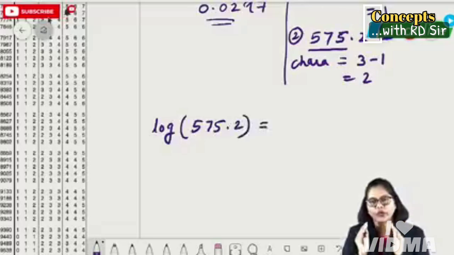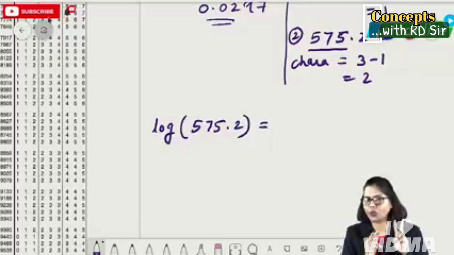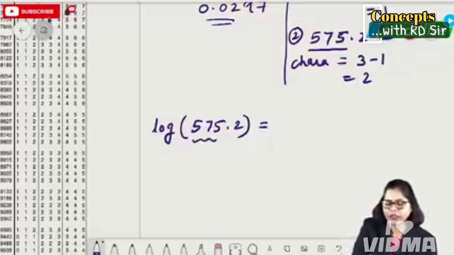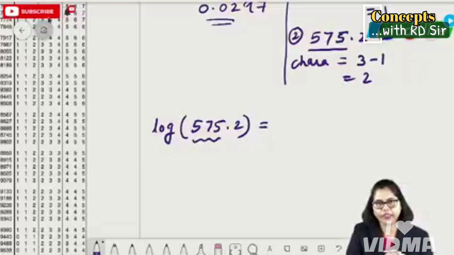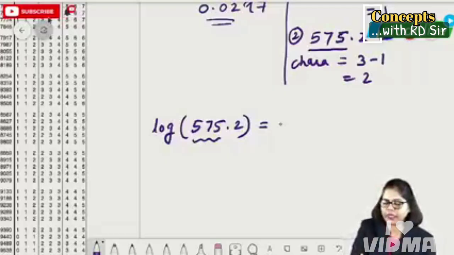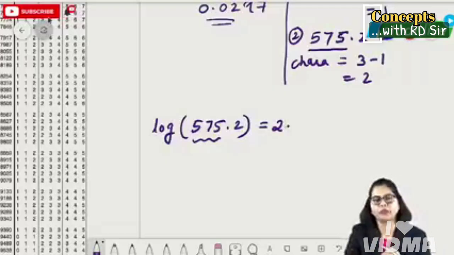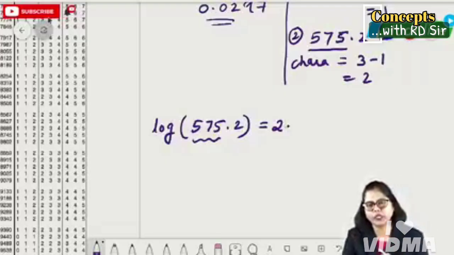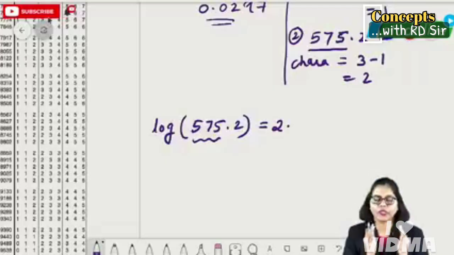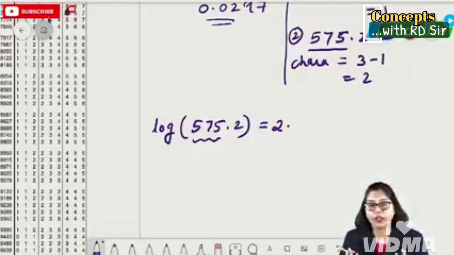So I told you for log, two things we have to find out. One is characteristics. Now can you tell me the characteristics, students? 3 digits, right? 3 minus 1, that means characteristics is 2. Point you are going to put it. Why decimal I am going to put here? Because the mantissa value in the log table, which I am going to show here, is very small. So it will be a decimal value.